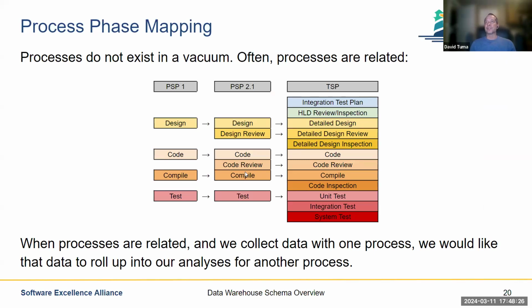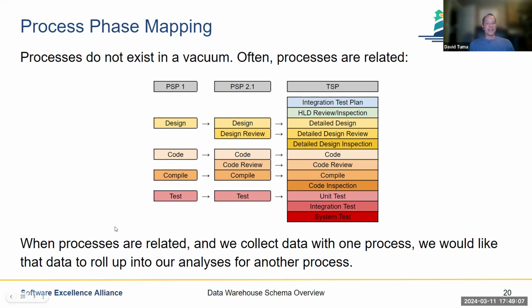Process phase mapping is another really important concept because processes do not exist in a vacuum. They're often related to each other. So here's an example. In the PSP, when we taught the PSP class, we might have had, obviously these are abridged phase lists because I don't have enough space to put them all on the slide, but PSP1 had phases of design, code, compile, and test. PSP 2.1 had phases of design, design review, code, code review, compile, and test. And then TSP adds design inspections and code inspections, etc. Now, these are three different processes: the PSP1 process, the PSP 2.1 process, the TSP process.